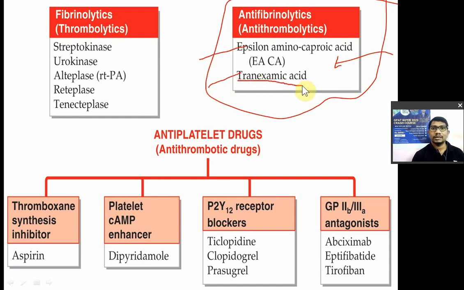Tranexamic acid is used in the treatment of excessive bleeding in women during the menstrual cycle. Epsilon amino caproic acid is also used for the same condition. Ethamsylate is also used for the same condition. So fibrinolytics means those drugs which will break down an already formed clot. Antifibrinolytic means they will increase the blood clotting. Right? Now next we'll see anti-platelet agents.